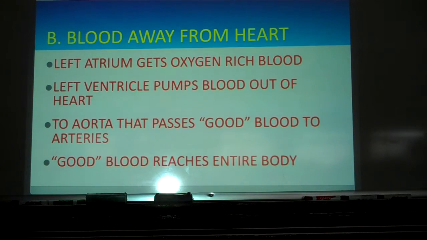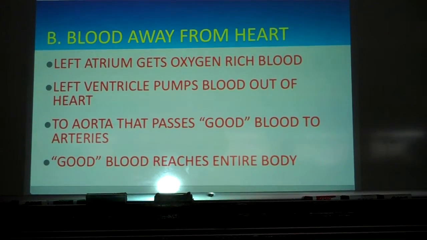When it goes out of the heart, it goes into the aorta. It is the biggest artery in the body, and it passes all the good blood, the good blood meaning the oxygenated blood, to the rest of the arteries and throughout the body. As you can see, that good oxygenated blood goes through the entire body.